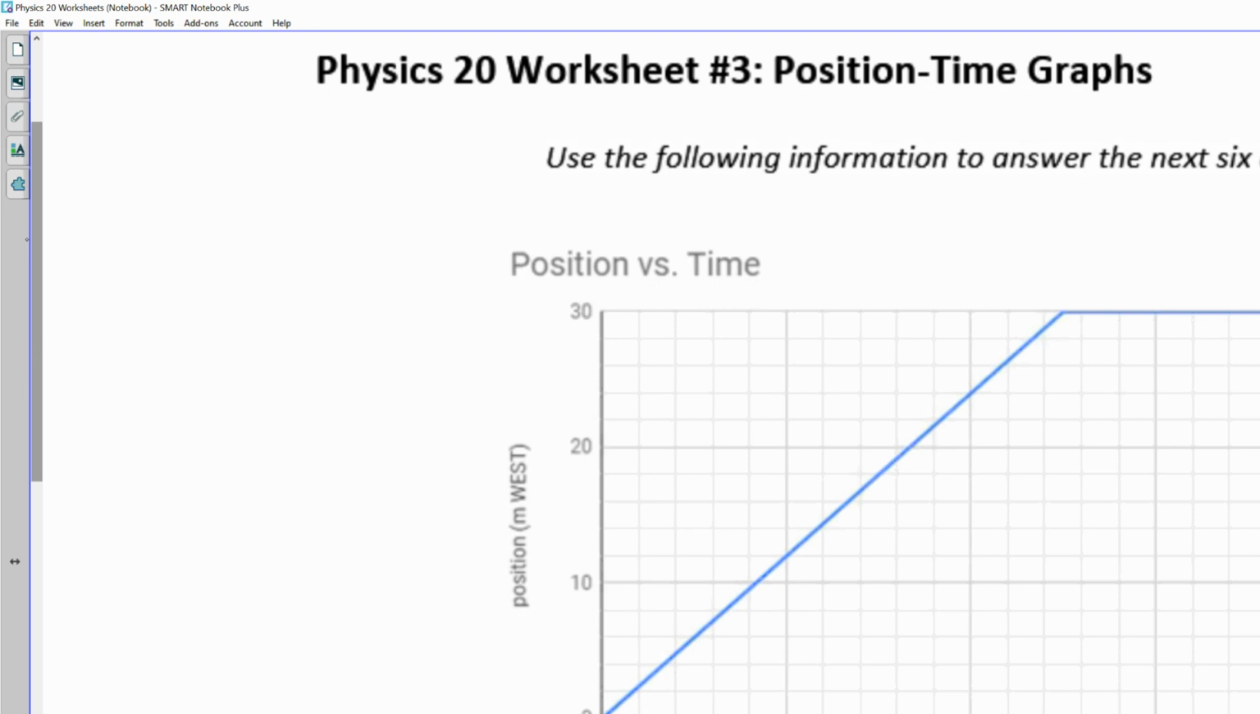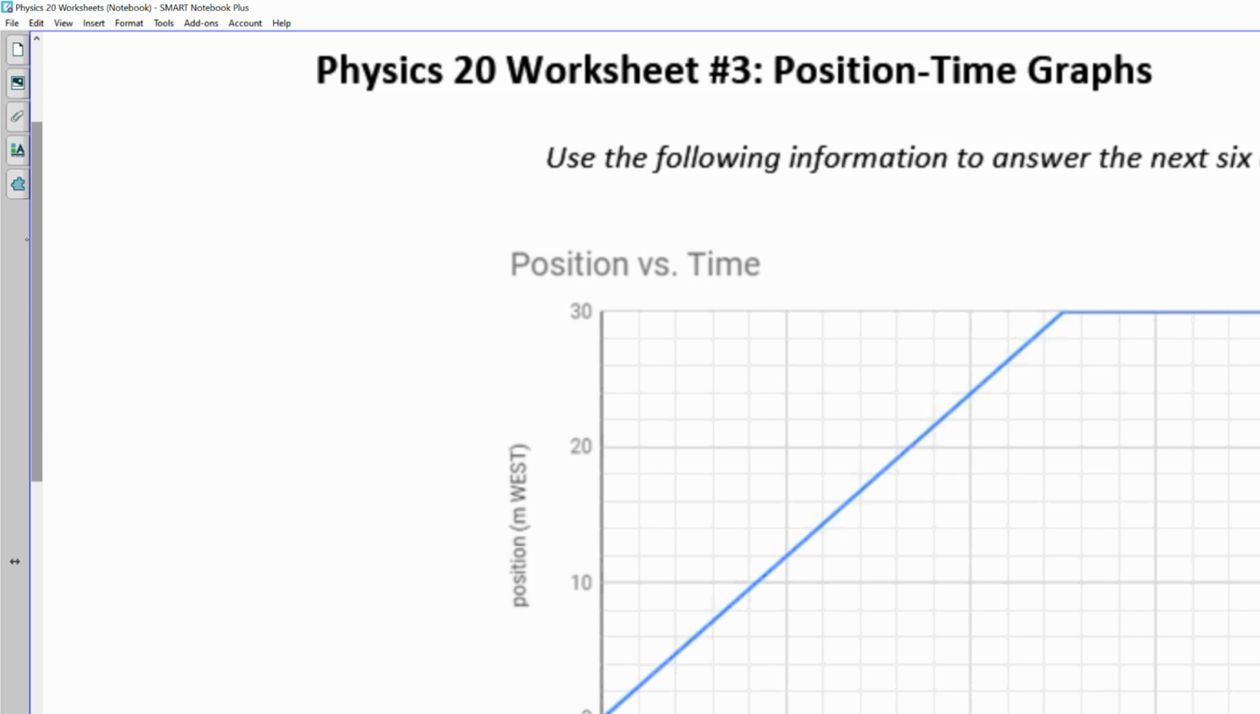Question number 1, questions 1 to 6 all relate to this first graph. Number 1 says we want to determine the position of the object at 7 seconds. How do we do that? The position at 7 seconds. Where is this thing at 7 seconds? Anyone? Yeah? How'd you get that? Yep. And over. Yep.